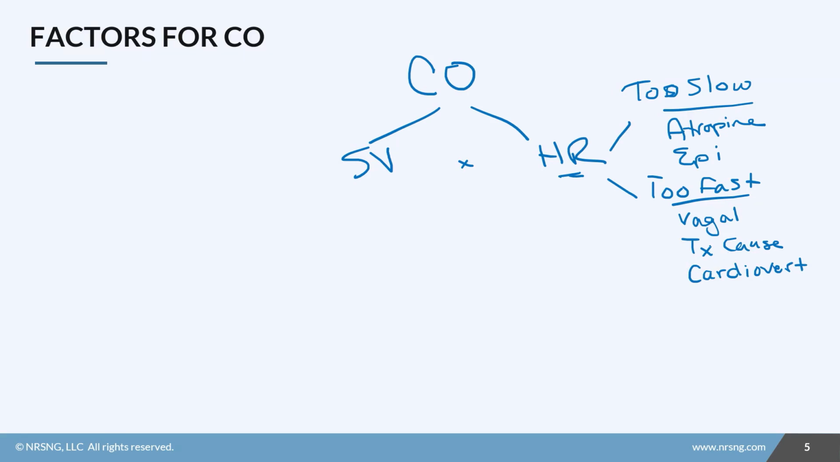Okay. So now we want to look at the determinants of stroke volume. So this is how we're going to affect our heart rate. Let's look at how we would affect our stroke volume. So there's three things that determine our stroke volume that we can affect. One, like we talked about, is preload. The other one is afterload. And the last one is contractility.